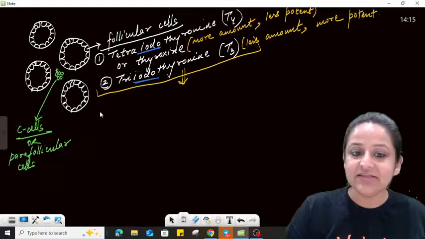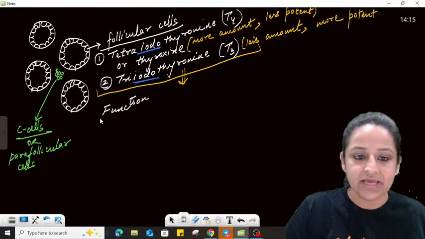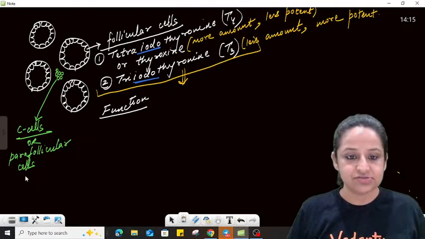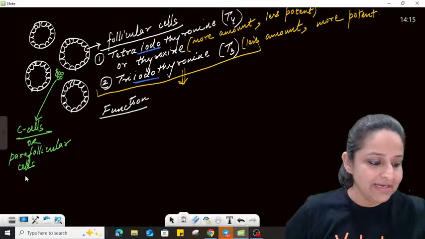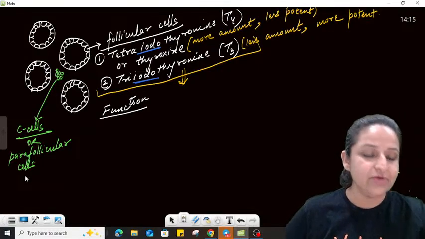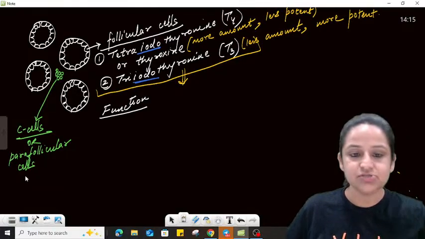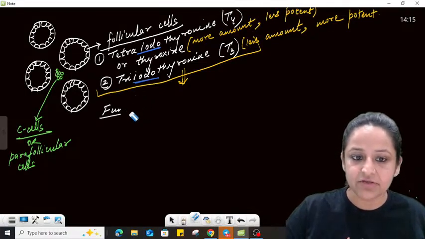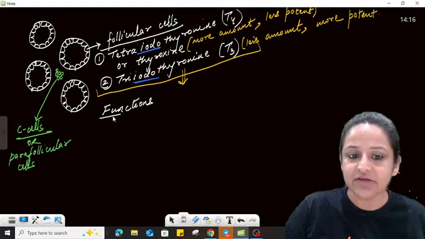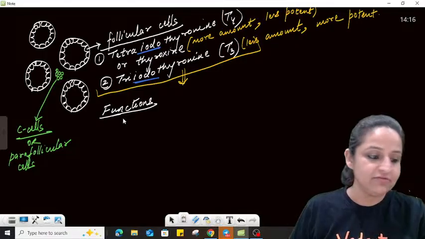Now let's see the functions of T3 and T4. Let's talk about the functions. Let's keep our studies concentrated on the NEET preparation, whatever is required for the NEET. Now, let's talk about the functions of the T3 and T4 hormones. What are the functions of the T3 and T4 hormones?